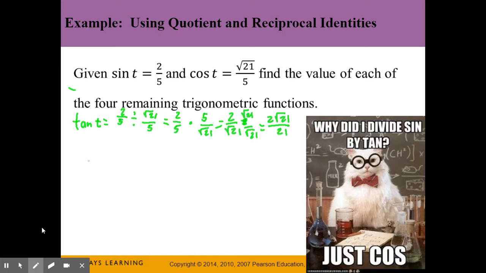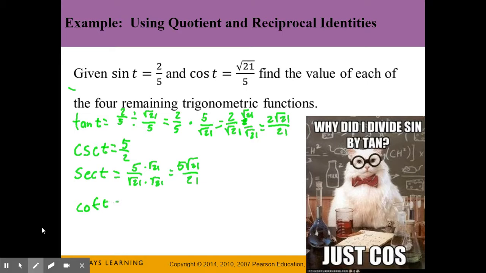All right, let's do cosecant next. This will be quicker. I'm not even going to do the whole dividing thing. Cosecant is the reciprocal of sine. So flip it. It's 5/2. Secant is the reciprocal of cosine. So flip it. You get 5 over root 21. This one we do need to rationalize, and you end up with 5 root 21 over 21. Last one is cotangent.